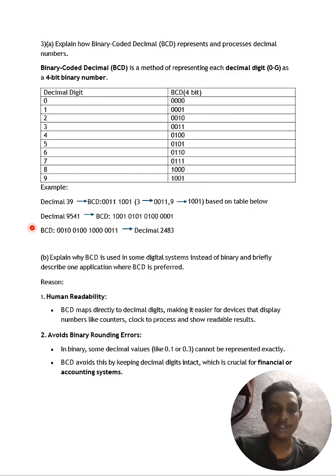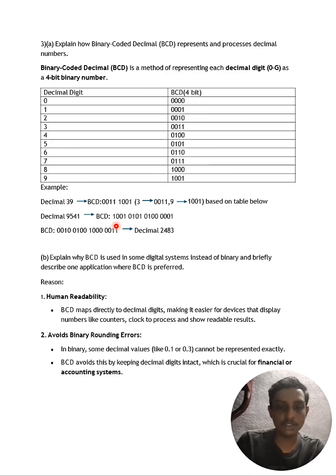So for example, if you want to convert 39 decimal to BCD, 3 equals 0011 in BCD and 9 equals 1001. The second one is 9541 converted to BCD. 9 is 1001 and 5 will be 0101, 4 is 0100 and 1 is 0001. Note that you can also convert BCD to decimal, like BCD 0010 is actually 2, 0100 equals 4, 1000 equals 8, 0011 equals 3.